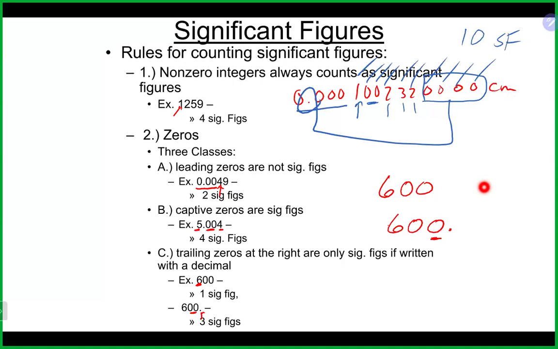Any questions on that? I think that had all the zeros in it, yeah. We also talked about earlier, when we were talking about scientific notation, that if you have a number written in scientific notation, anything before the times 10 part is significant. Any questions on that?